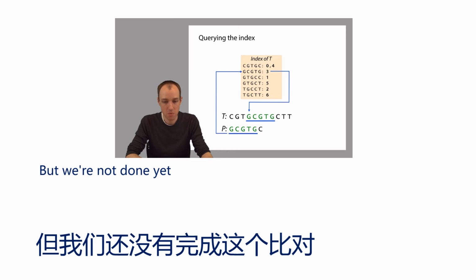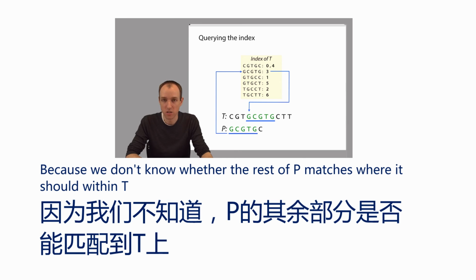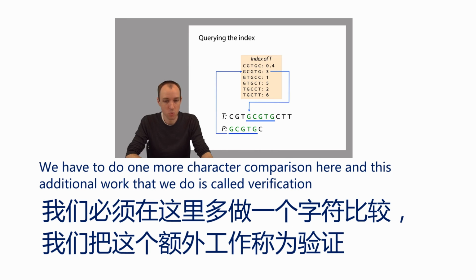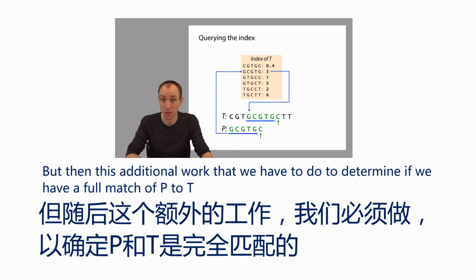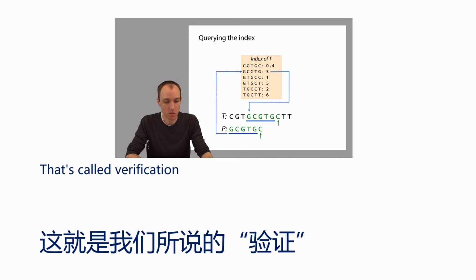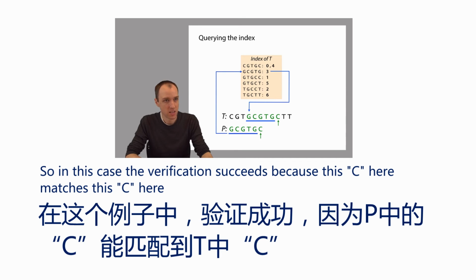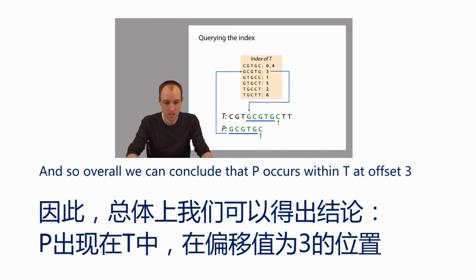But we're not done yet because we don't know whether the rest of P matches where it should within T. We have to do one more character comparison here, and this additional work that we do is called verification. So finding the index hits, the place where the 5-mer occurs within the text, that's the first step. But then this additional work that we have to do to determine if we have a full match of P to T, that's called verification. So in this case, the verification succeeds because this C here matches this C here. And so overall, we can conclude that P occurs within T at offset 3.